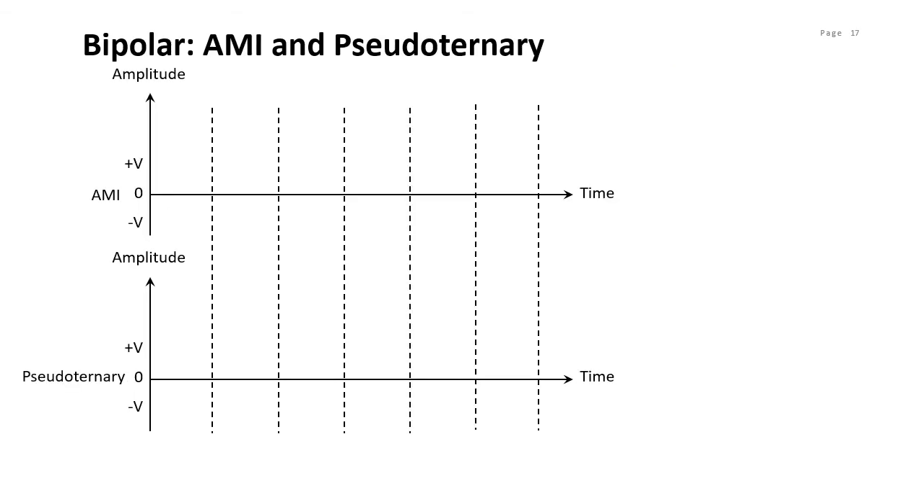Here you can see the example for AMI, where the 0s are represented by a 0 voltage and binary 1s are represented by alternating positive and negative voltages. For the pseudo-ternary, we can see that for 0s it is the alternating positive and negative voltages, whereas the 1 bit is represented or encoded as a 0 voltage.